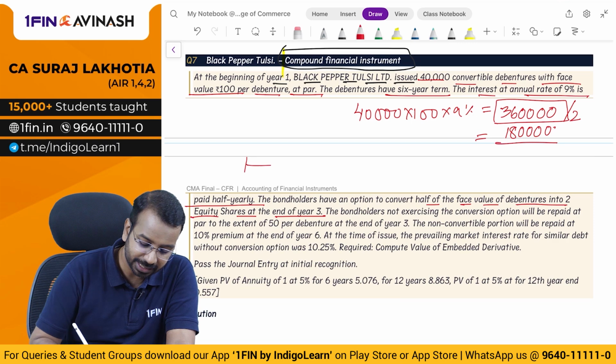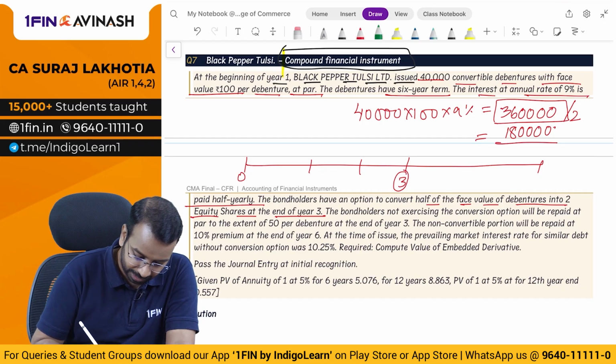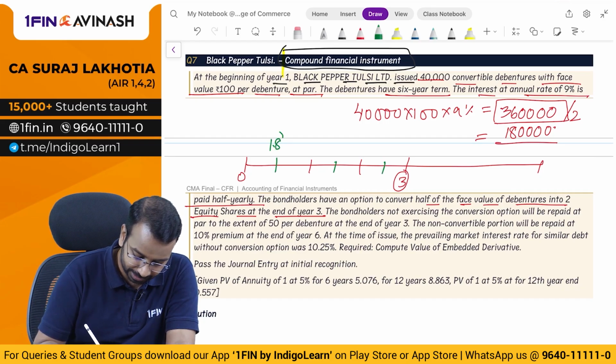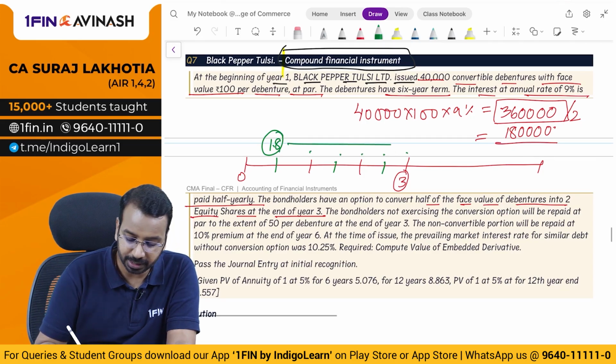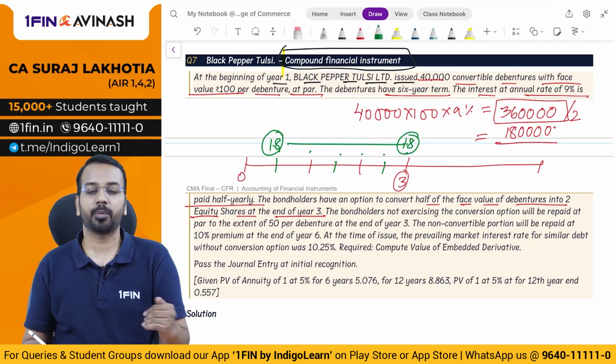So please see this timeline. We are at year 0, year 1, year 2, year 3. Every 6 months, okay? Every 6 months interest will be paid. How much? 1.8 lakhs. 1, 2, 3, 4, 5, 6. From here till here, every period or every 6 months interest is paid 1.8 lakhs.